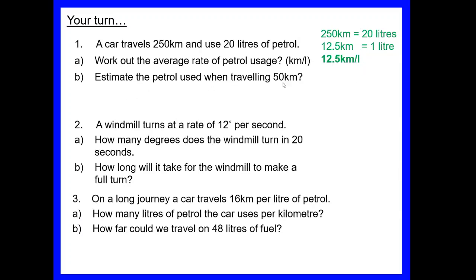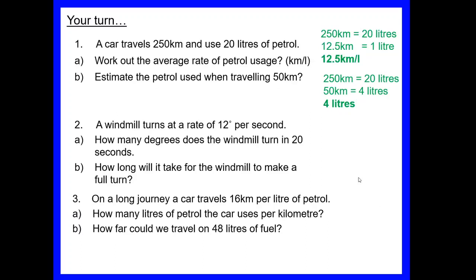Next then we're asked to estimate when we've travelled 50 kilometres. So again, started off with my 250 kilometres is 20 litres. Now I'm going to get from 250 to 50. So that's how many 50s am I fitting into 250? Well, there are 5 that fit in. Again, if you're not sure, you do 250 divided by 50. It will tell you your divisor. So we're going to divide them by 5. So we divide the other side by 5. 20 divided by 5 is 4. So our answer is we'll use 4 litres.